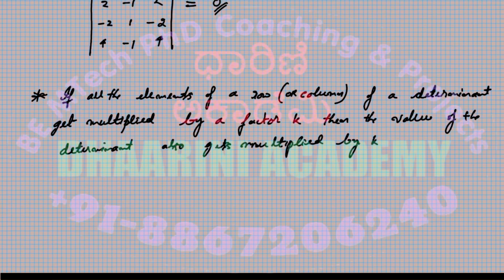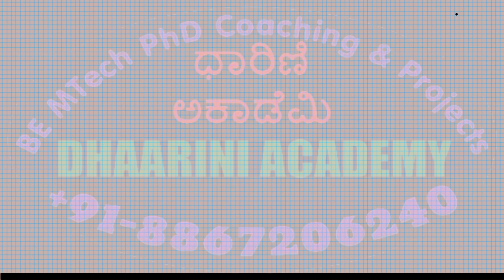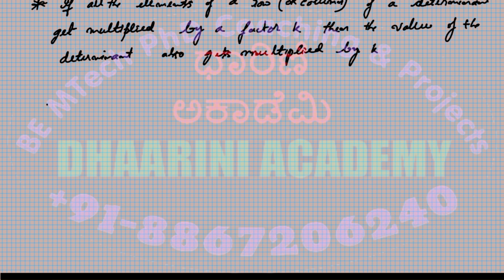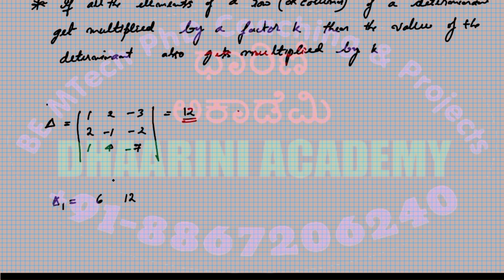Okay, so let us take the same old example. So this is the known value. Now I will multiply the elements of the first row by say 6. Okay, so this is 6 into 1, 6 into 2, and this is 6 into minus 3, and rest remains same. Okay, so this is 2, minus 1, minus 2; 1, 4, minus 7. So try to find this determinant.